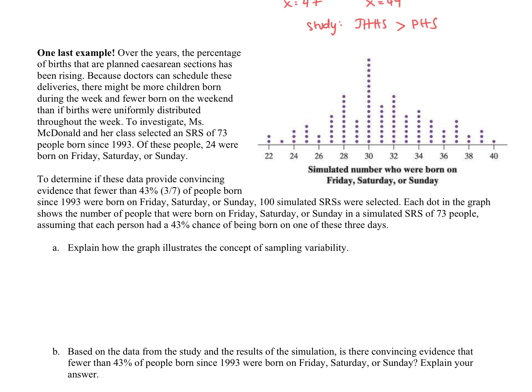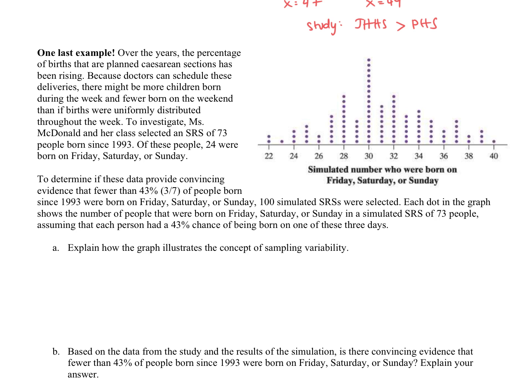Okay. Last example. Over the years, the percentage of births that are planned C-sections has been rising. Because doctors can schedule these deliveries, there might be more children born during the week and fewer born on the weekend than if births were uniformly distributed. To investigate, Miss McDonald and her class selected a simple random sample of 73 people born since 1993. Of these people, 24 were born on Friday, Saturday, or Sunday.